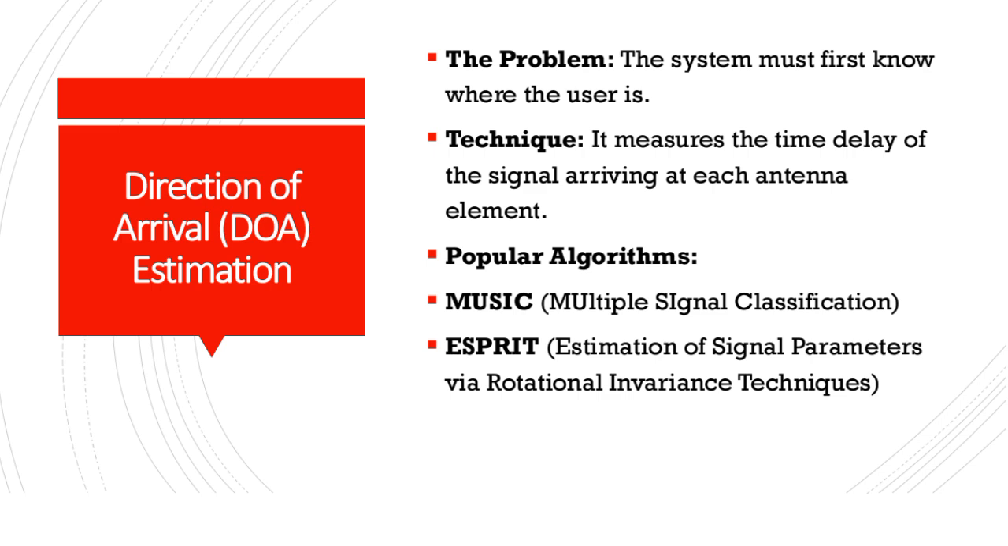For example, if you are using an omnidirectional antenna, it will find in which direction the signal is arriving. For example, if the user is towards 180 degrees, we need to direct the signal to 180 degrees. So this is direction of arrival estimation.